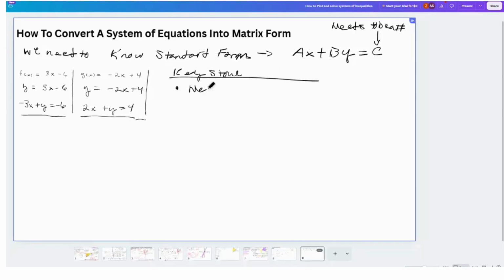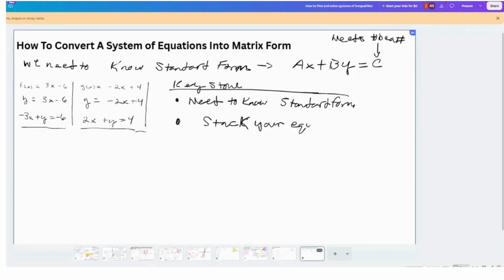We need to know standard form. Now here's the cool part, right? Matrices are really just vectors, but to get outside of that being complicated, what you do is you label a matrix A and you stack them. Stack your equations just like elimination, because the methods are very similar, I mean in terms of the form, not the numerical methods.